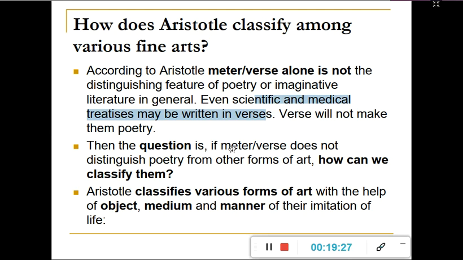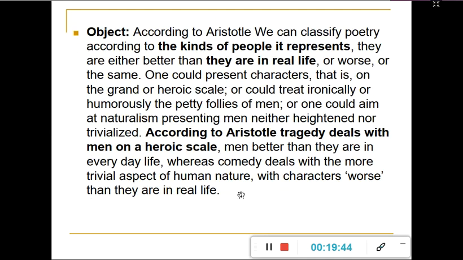The question is if meter and verse don't distinguish poetry from other forms, how can we classify them? Aristotle classifies the different forms of art by what is called object, medium, manner. ونقرا واحده واحده بقى فيهم to understand what is the meaning of object و medium و manner. طيب نقراها مع بعض كده underline. According to Aristotle we can classify poetry according to the kinds of people it represents. They are either better than they are in real life or worse than they are.